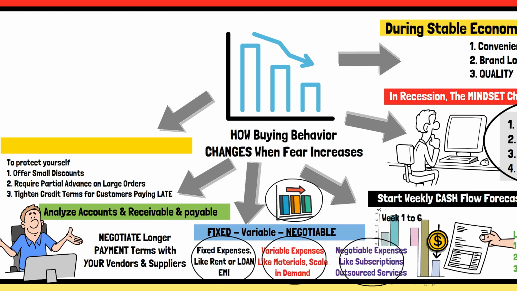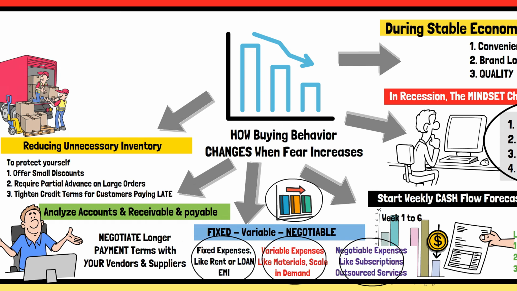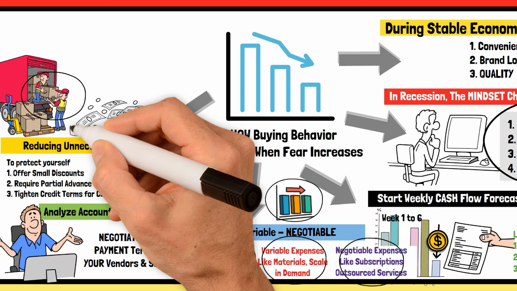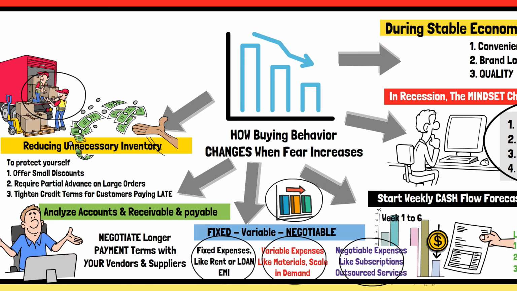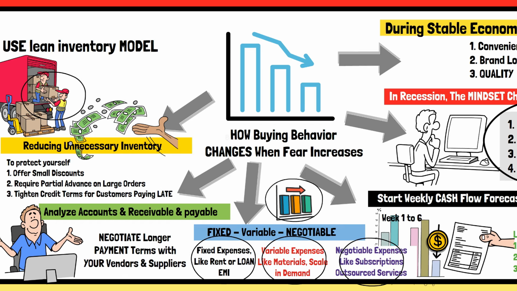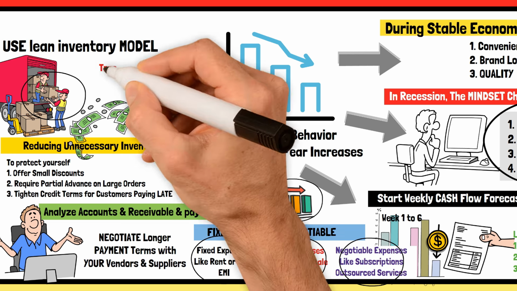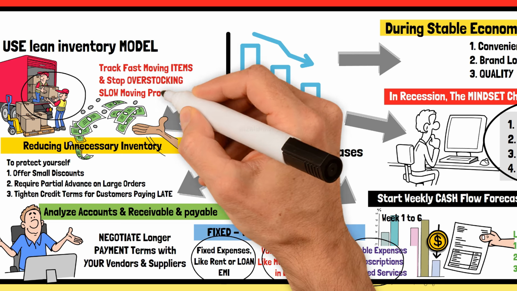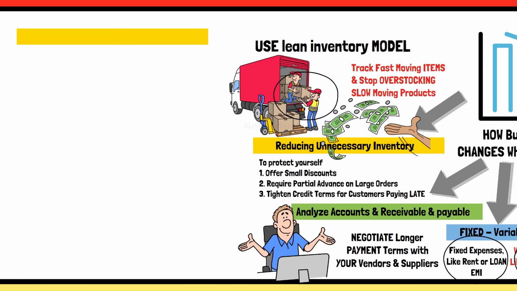Another important part of cash flow management is reducing unnecessary inventory. Inventory ties up cash that could be used for operations. If your business buys inventory faster than sales are happening, you will run out of cash, even if profits look good on paper. Switch to a lean inventory model by using smaller, more frequent orders instead of bulk ordering. Track fast-moving items and stop overstocking slow-moving products.